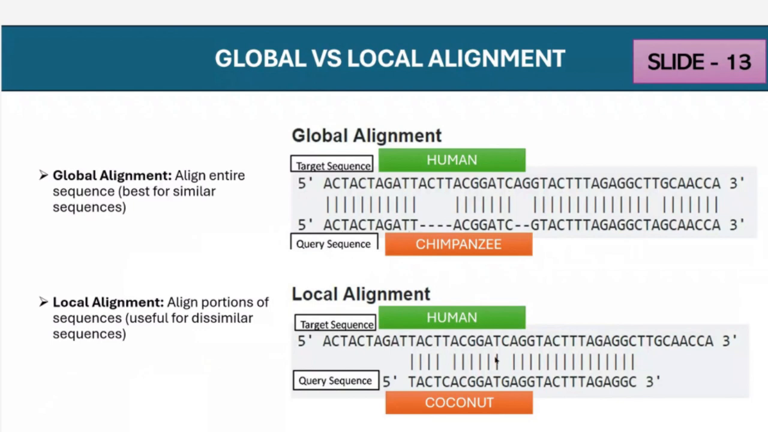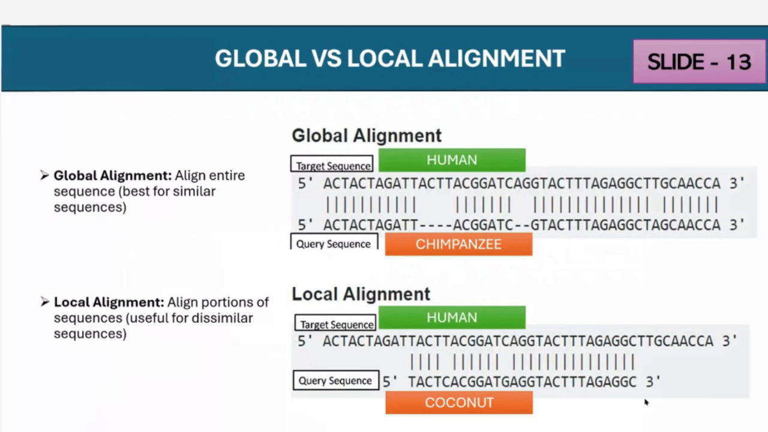So here we can see some similarities between the human and coconut genomes. For example, certain genes involved in cell division or metabolism may be similar because they perform the same basic function in both plants and animals. Local alignment focuses on finding these shared regions, showing how different species can still be connected at a genetic level. Okay, this is what global alignment and local alignment are.